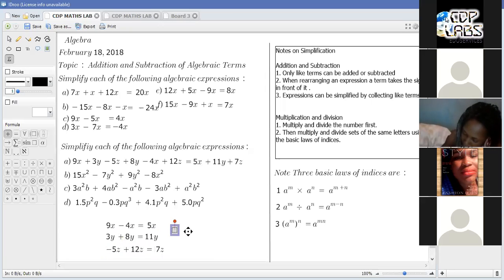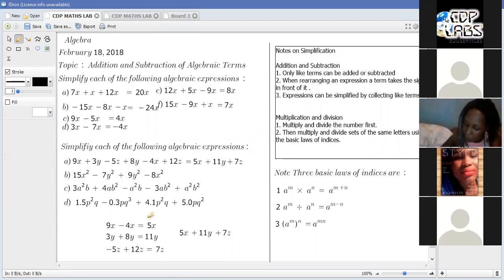Then you put them together now, and what will you get? 5x plus 11y plus 7z. Simple. But nobody should get the others incorrect. Okay?